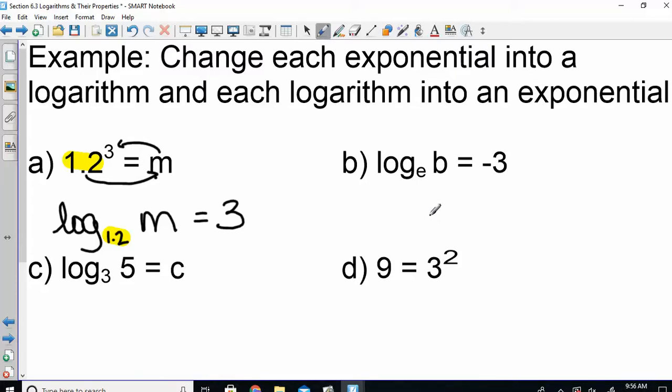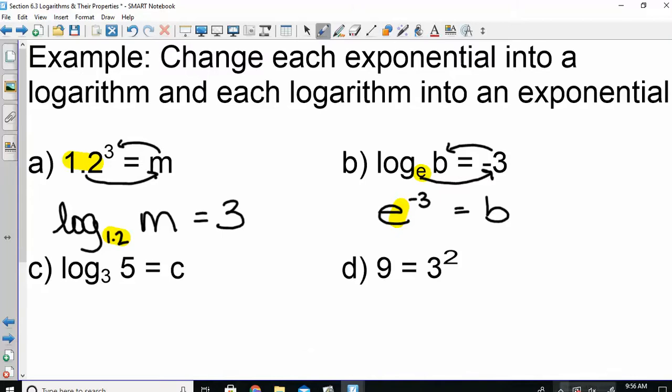B. We started with the log. We want to write the exponential. So the base of the log is the same as the base of the exponential. So it would be e. The log is equal to the exponent. So e to the negative 3 power equals b.